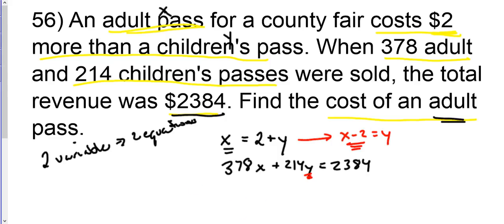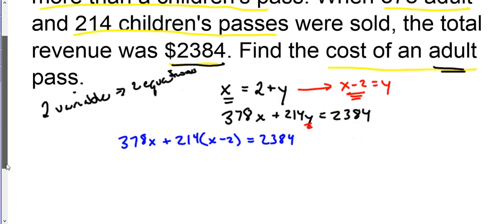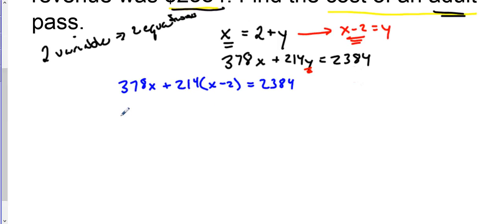So this is what we got. We're going to have 378X plus 214 times (X minus 2) equals 2,384. From here, we're going to simplify. Now we're going to do some algebra. We have 214X, and multiplying that through, minus 428, and it equals 2,384.